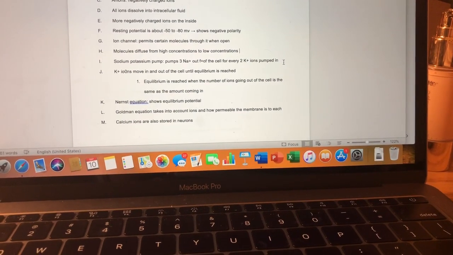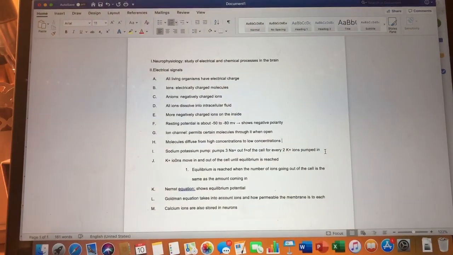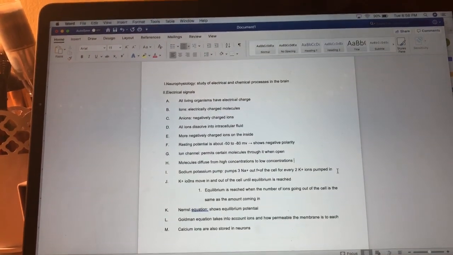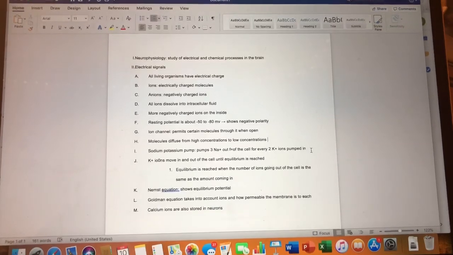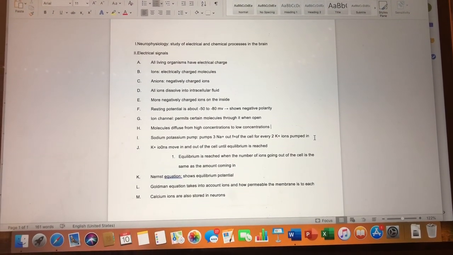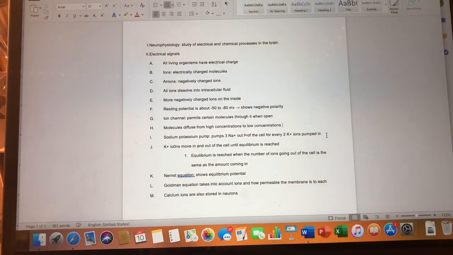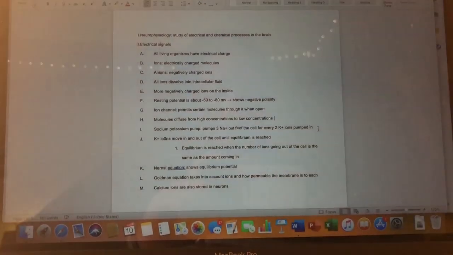And the sodium-potassium pump uses a lot of energy, and it pumps 3 sodium ions out of the cell for every 2 potassium ions that are moved in. So equilibrium is reached when an equal amount of positive charge and negative charge are dispersed throughout the cell, and the amount of positive charge going in is equivalent to the amount of negative charge going out, or vice versa.